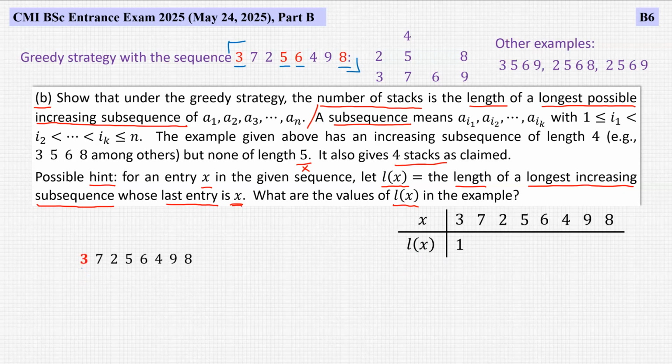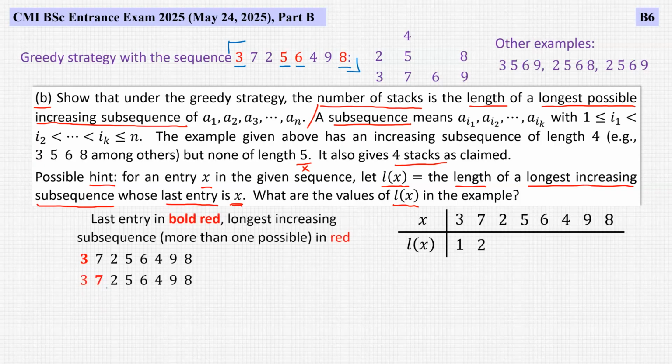There's not much to talk about the first entry because it is just length 1. As for the next x, notice that the longest subsequence that ends with 7 is 3, 7. Hence the maximum length, hence the value of L(x) becomes 2. However, as for x equals 2, the longest increasing subsequence that ends with 2 is just 2, so the value of function L becomes 1.